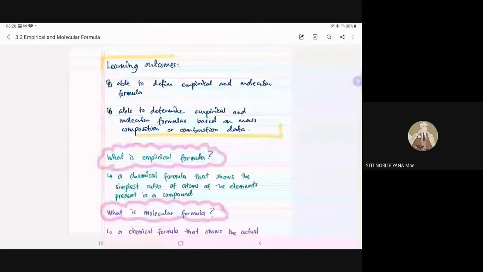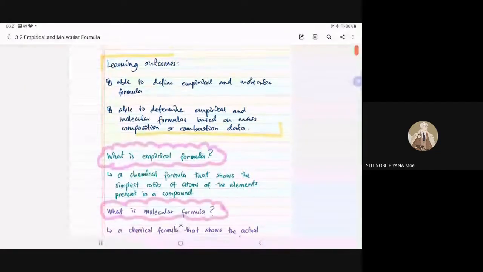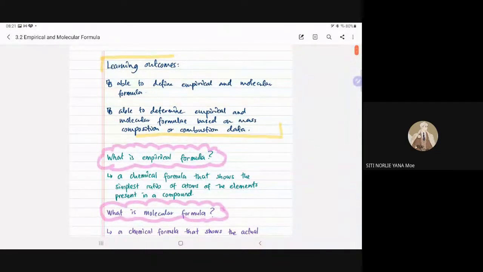Okay, now you should have done the attendance. Should not take you long. So let's focus on the lesson today. Today we're going on to 3.2, empirical and molecular formula. First of all, your homework I should finish marking maybe by tonight or tomorrow, so I will return it back to you. So we proceed with 3.2 empirical and molecular formula.